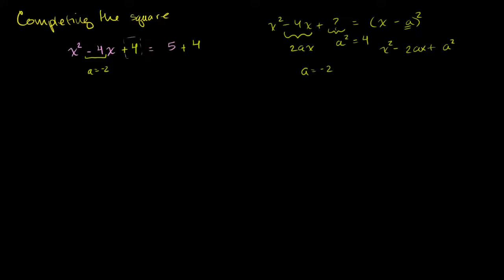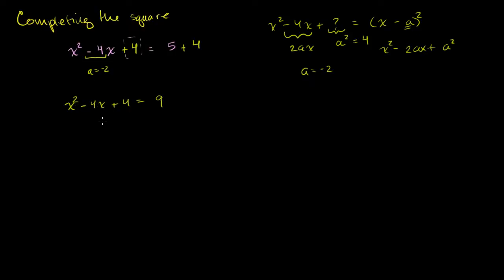And now we've gotten ourselves to a problem that's just like the problems we did in the last video. What is this left-hand side? Let me rewrite the whole thing. We have x squared minus 4x plus 4 is equal to 9 now. All we did is add 4 to both sides of the equation. But we added 4 on purpose so that this left-hand side becomes a perfect square.